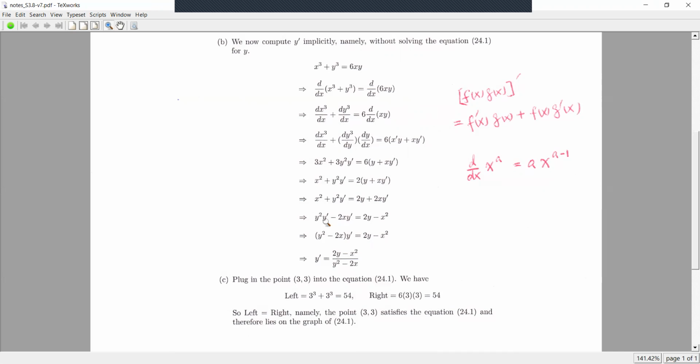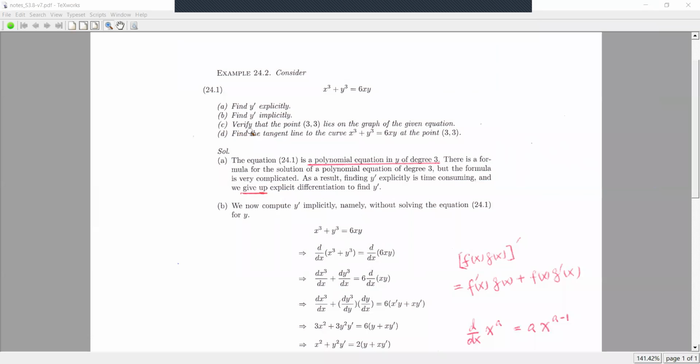On the left side, factor out y prime. Then I have this equation. Move y squared minus 2x, this factor, to the right side. Then I have this equation. And this is the result to part B.